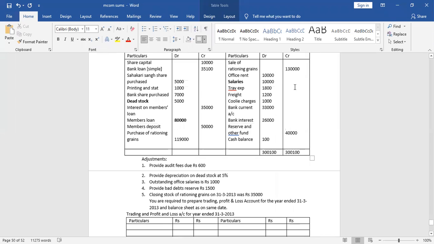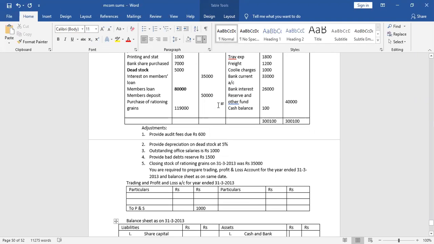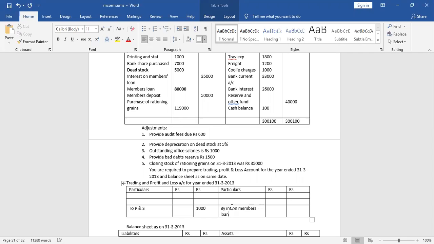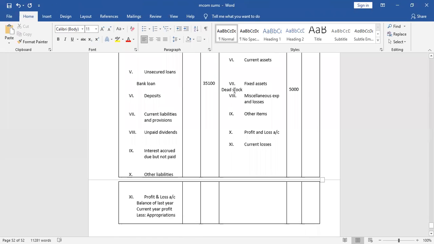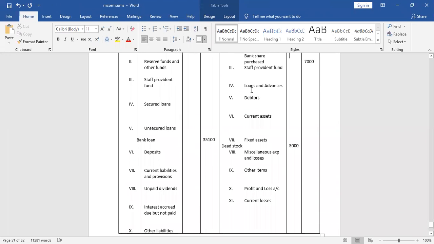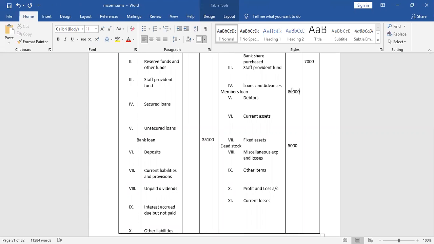Then we have interest on members loan. It is in the credit side. Interest in the credit side means we are getting this amount. Interest on members loan means it is interest received because it's in the credit side. By interest on members loan 35,000. Then we have members loan. There is an adjustment. लोन्स एंड एडवांसेस में लिखते हैं मेंबर्स लोन, या डेटर में लिखेंगे तो भी चलेगा बिकॉज आरडीडी इज गिवन. Members loan 80,000.